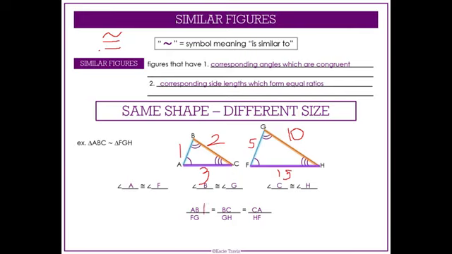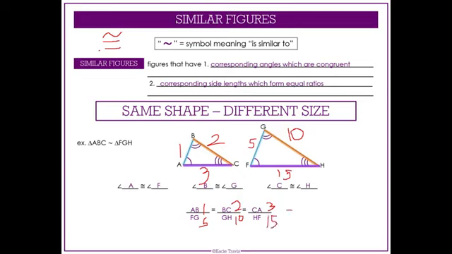We got the side that matches up with it on our bigger triangle is 5. So we got 1/5. Then we got 2 and 10. So 2 and 10 match up. Boom. And then we got 3 and 15.